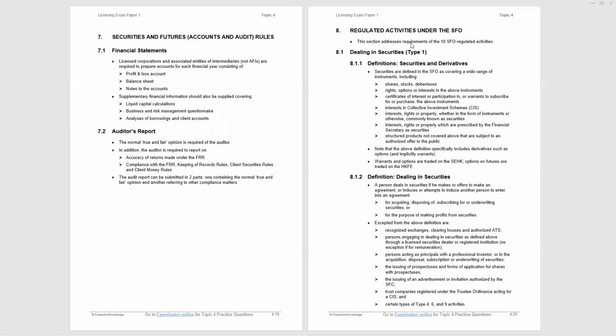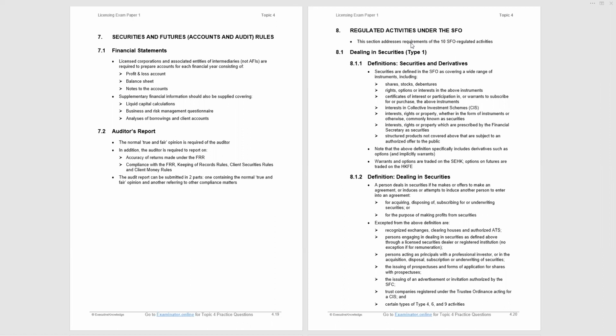In this third part of topic 4, we move on to the third section, which is the definitions of the regulated activities that appear in the Securities and Futures Ordinance. So 10 regulated activities. Let's just go through the 10 definitions.